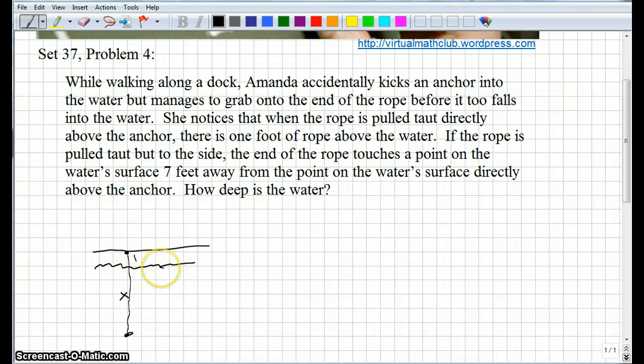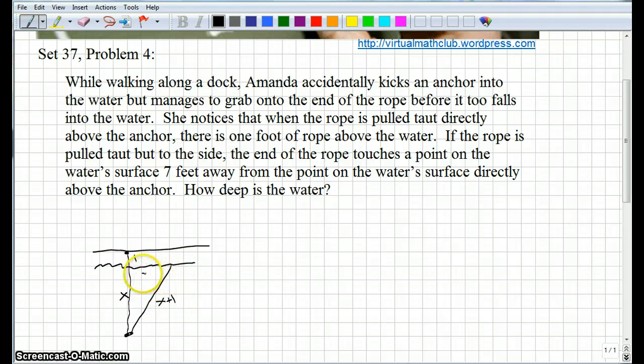And then they tell us that if she pulls this rope over to the side 7 feet, then the rope just touches the surface of the water over here. The rope is still the same length, right? So the rope is x plus 1 foot, and the water is still the same depth, so that's x feet deep. The rope is x plus 1 foot long.